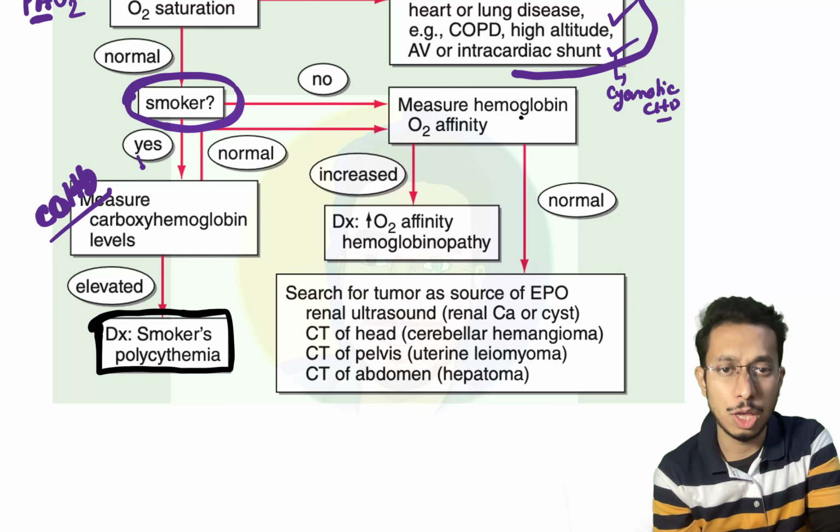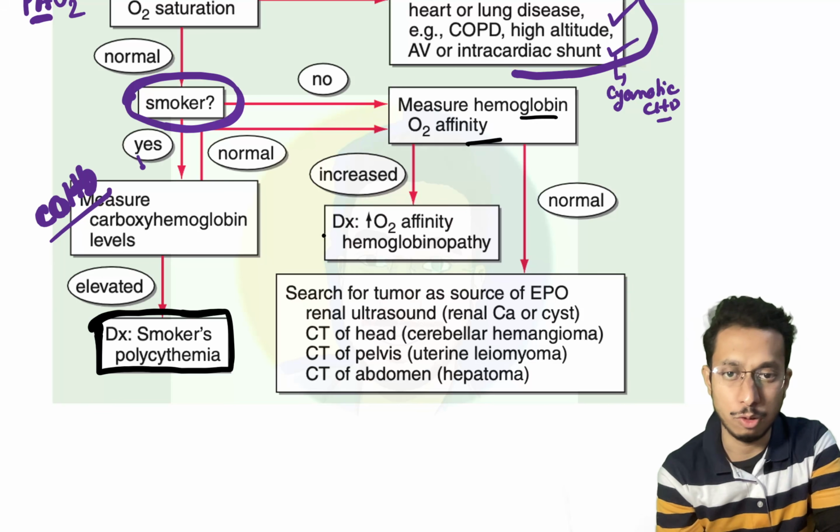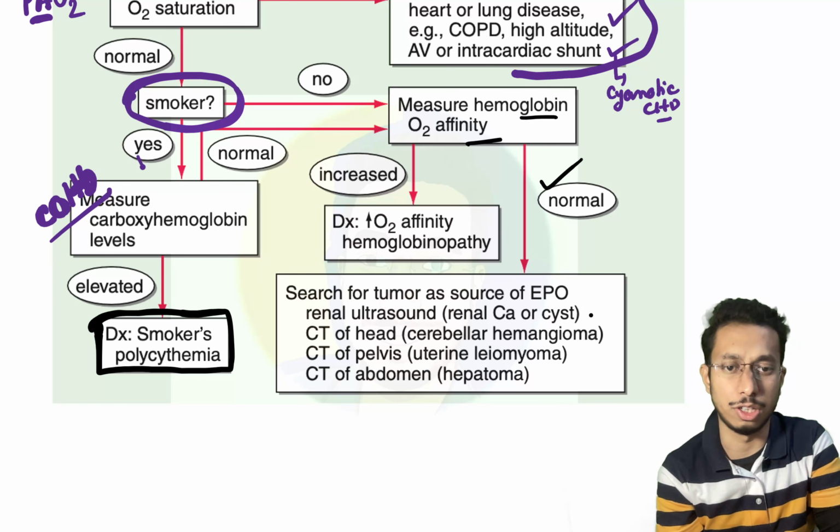Now if there is no history of smoking, or the patient is smoking but the carboxyhemoglobin level is normal, check the hemoglobin oxygen affinity. If it is increased, it is a high oxygen affinity hemoglobinopathy, whereas if it is normal, you need to search for the tumor source.